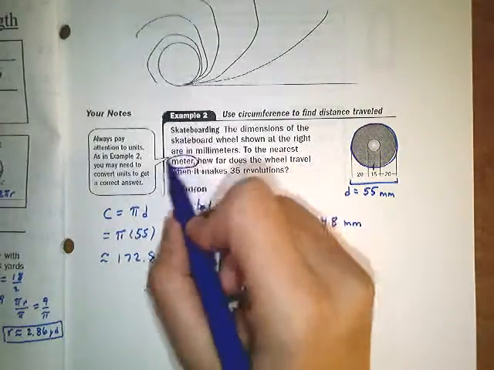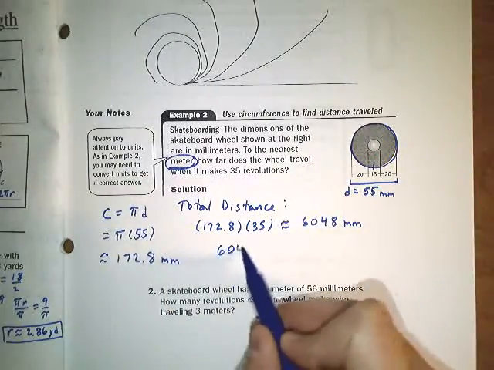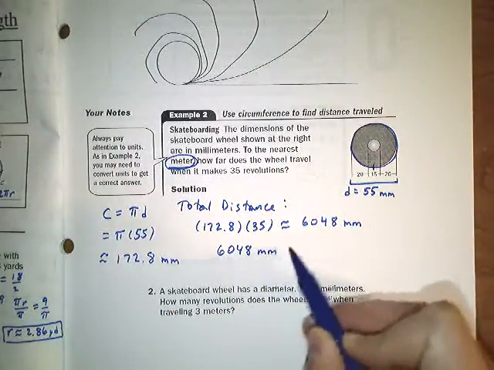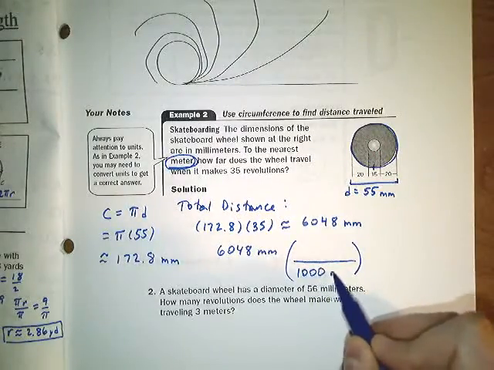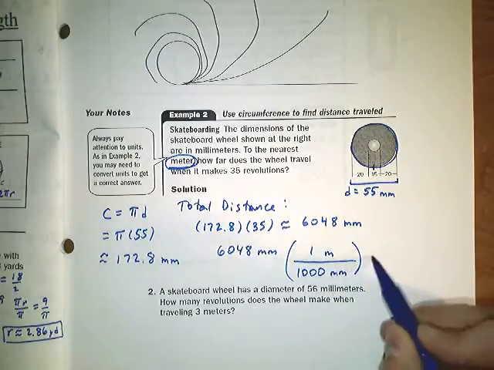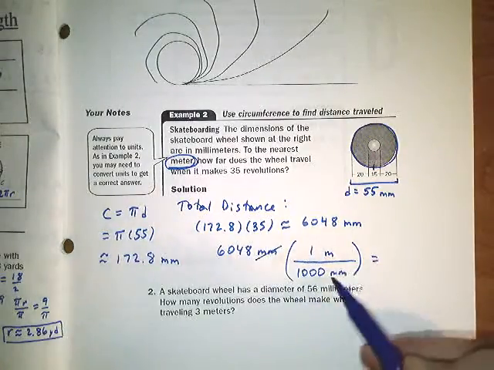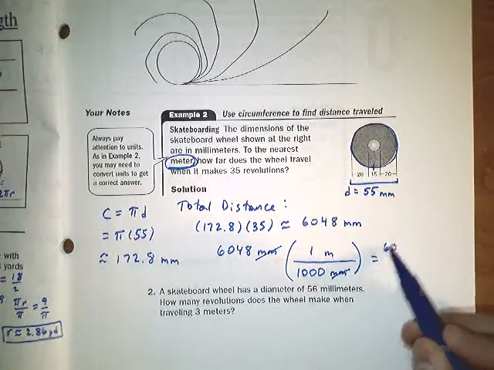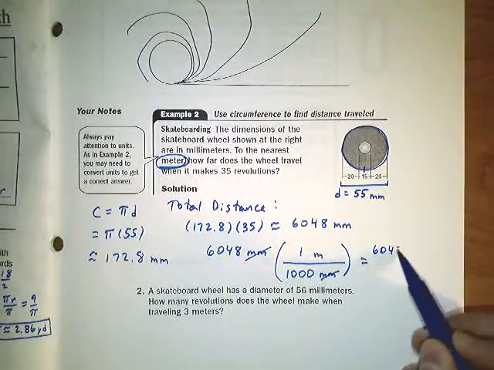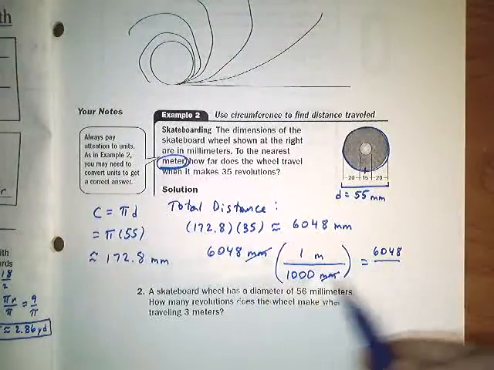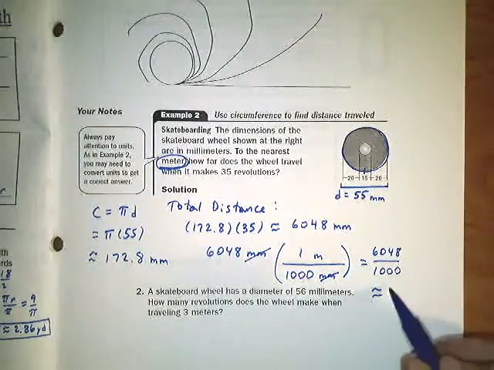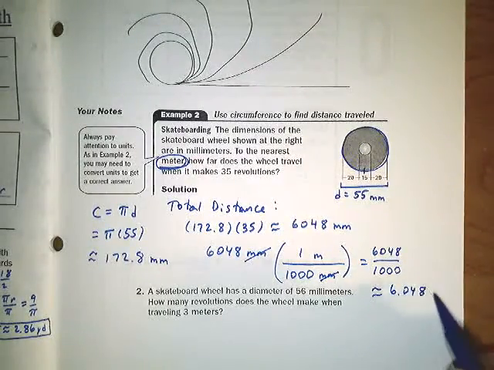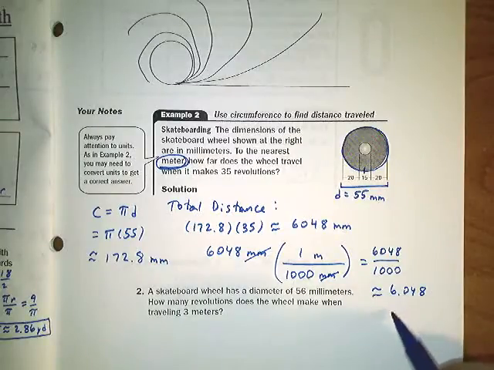But they want this answer in meters, so what I'm going to do is I'm going to convert that to meters. I'm going to use a unit conversion fraction. I know that for every 1,000 millimeters, I get 1 meter. So this unit conversion fraction allows me to cancel the millimeters, multiply across the top. 1 times 6,048 is 6,048. On the bottom, I just have 1,000. And then if I divide, I get about 6.048 meters, but they want me to round off to the nearest meter, so that would be about 6 meters.